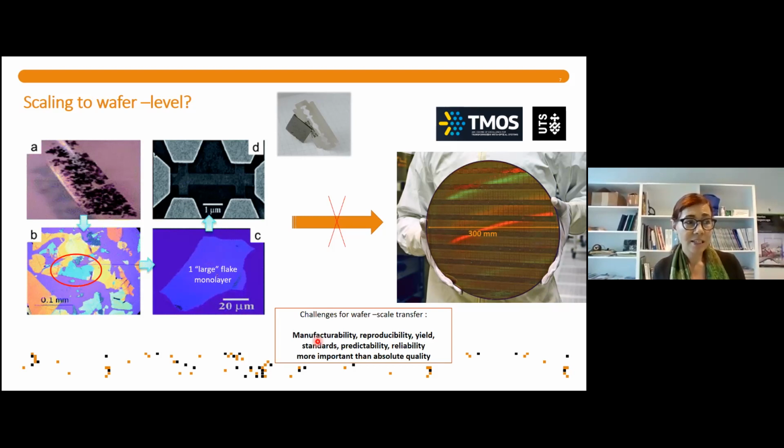So basically, in terms of integratability of the material, what one has to take into account is the fact that certainly factors like manufacturability, reproducibility, yield, predictability, and reliability are often more important than the final absolute quality, as long as the absolute quality, of course, performs how you want it to, and the predictability is there.